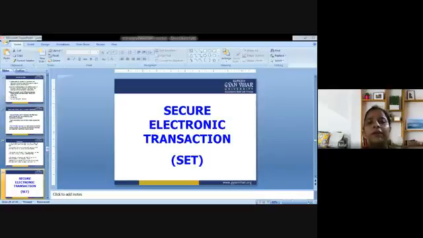So basically with SET, a user is given an electronic wallet or a digital certificate, and the transaction is conducted and verified using a combination of digital certificates and digital signatures among the purchaser, a merchant, and the purchaser's bank in a way that ensures privacy and confidentiality.